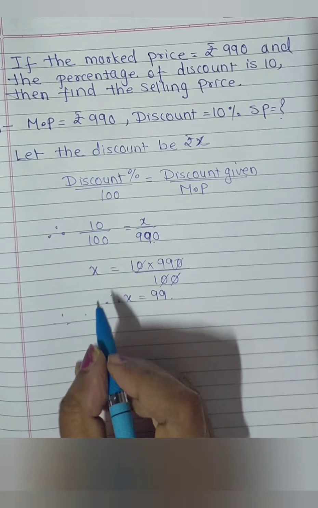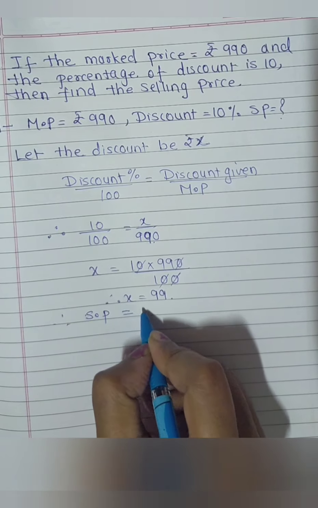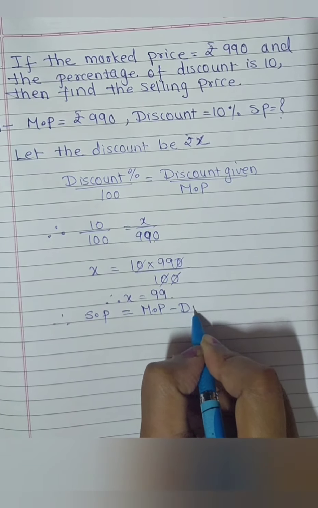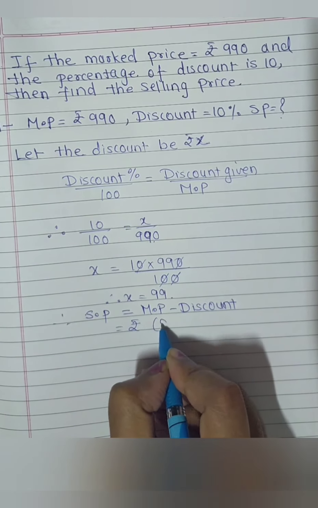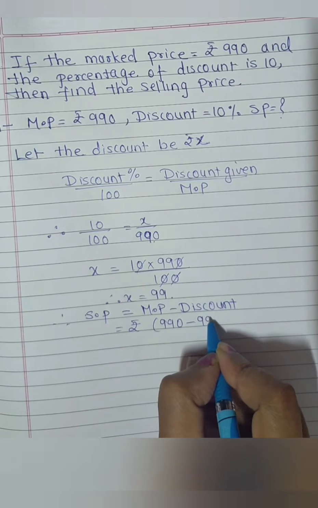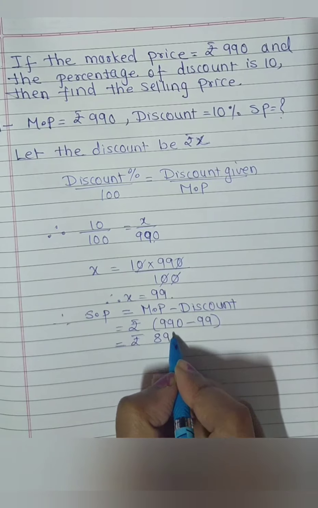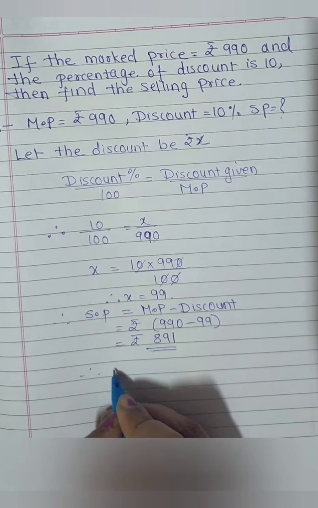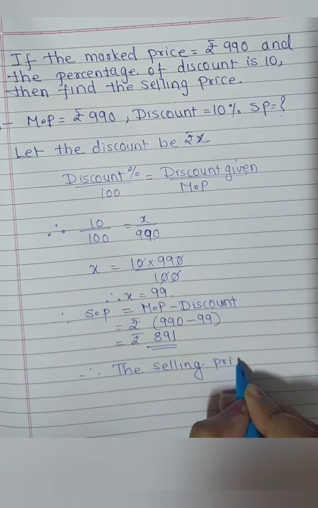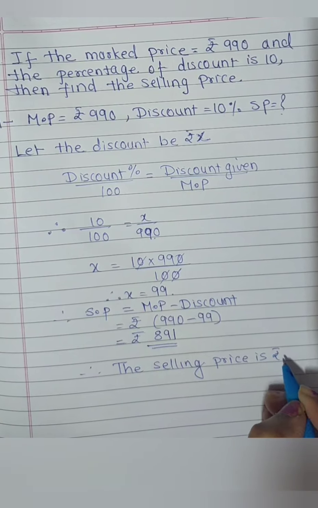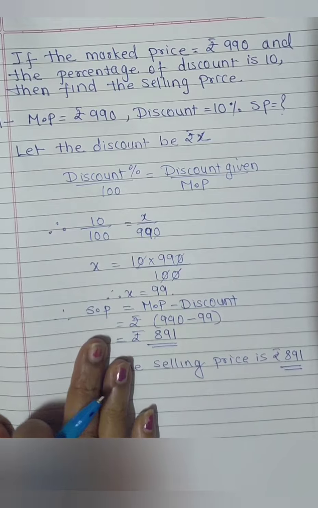Now we have to find the selling price. So we'll write the formula of selling price. Selling price is equal to MP minus discount. So rupees 990 minus 99 we will get rupees 891. Therefore, the selling price is rupees 891. We got the answer of question number 2.